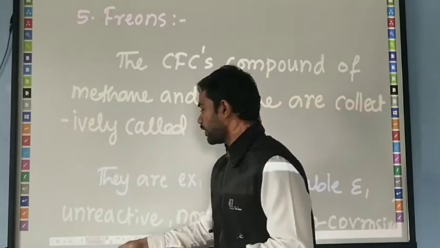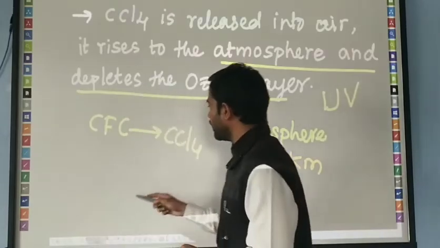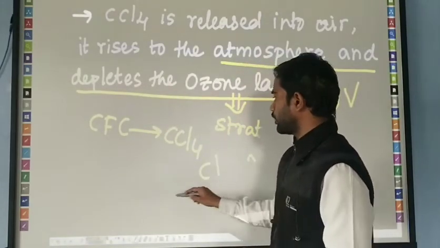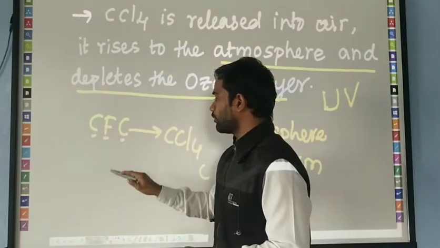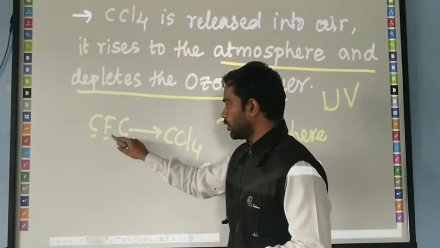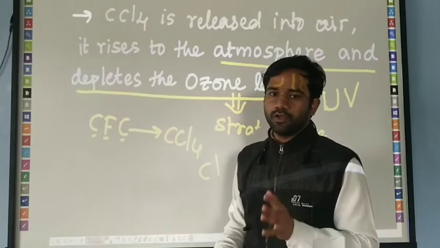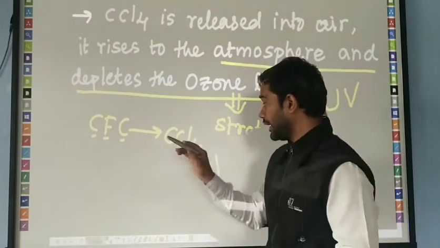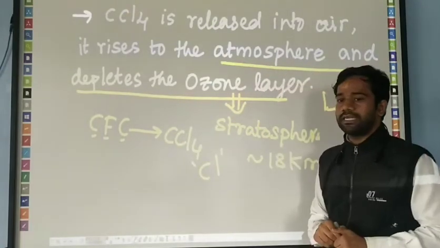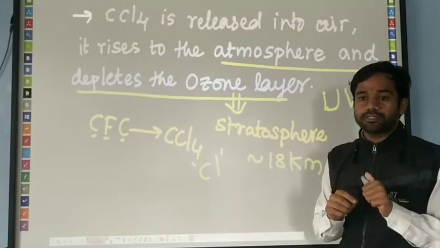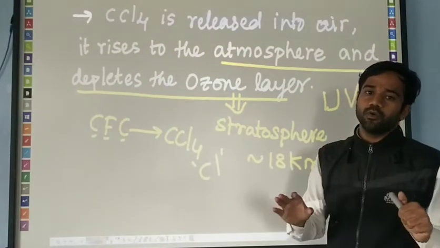In that, the chlorine element is one of the dangers. Okay, what is present in the chlorofluorocarbon? Carbon, fluorine, and chlorine are present. In that, chlorine is the most dangerous element, causing the highest amount of ozone depletion.